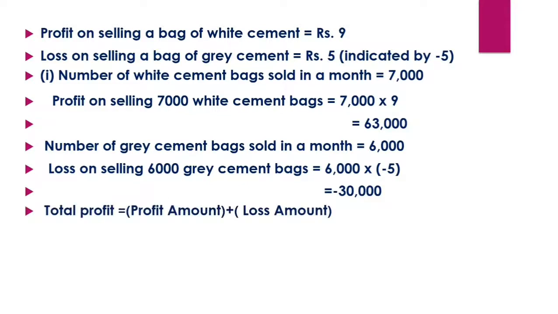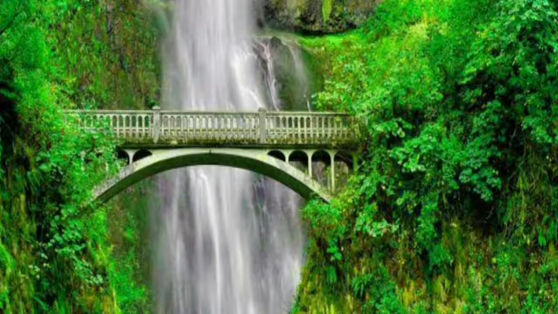So total profit is equal to profit amount and loss amount added. Profit amount is 63,000 plus loss amount minus 30,000, so we get 33,000 profit. Plus we are getting, that means profit. If we get a minus symbol, that means the loss amount is more, so we get a loss. So overall the company is getting 33,000 profit. Like this we have to do the problem.